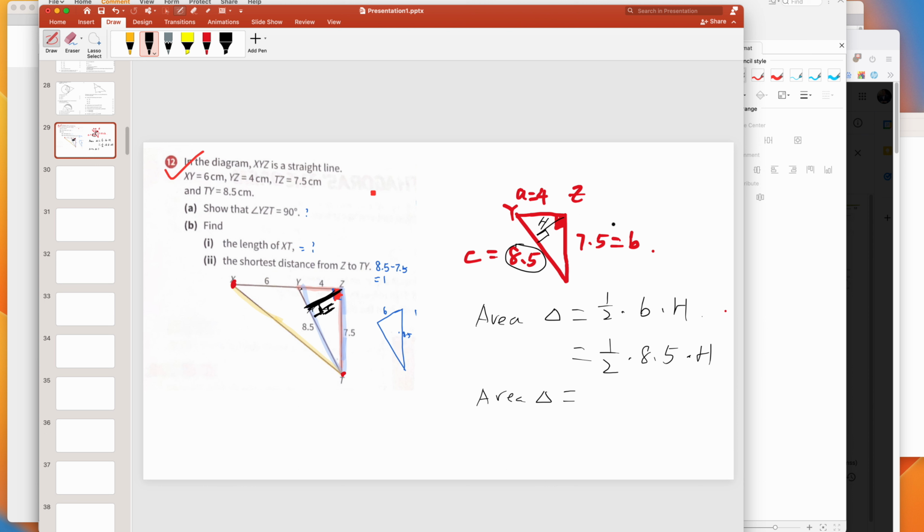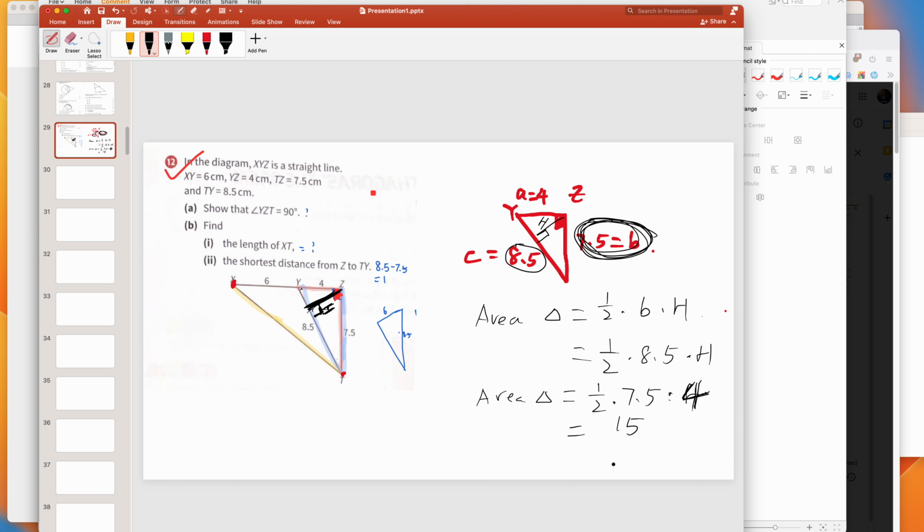Okay, so if you look at 7.5 as the base, so half times base. So if this is the base, which one is the height? Yep, very good. So can you use the calculator? With this, I think you can find the area of the triangle already. 15. Okay, 15.